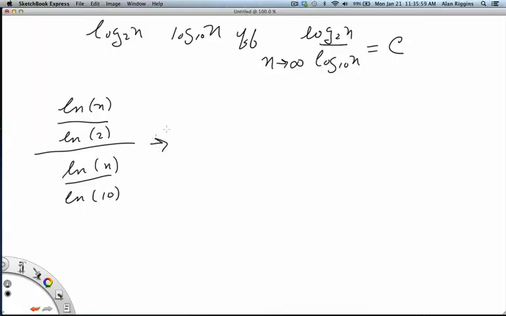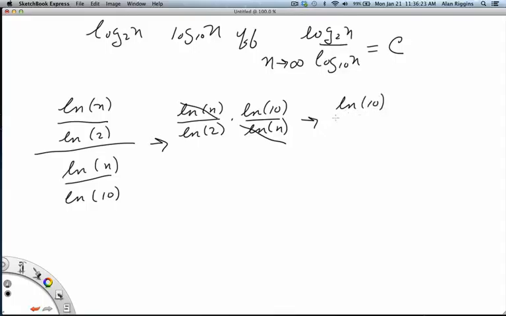Simplifying, then, we can flip and multiply, so we have ln of n over ln of 2 times ln of 10 over ln of n. Now canceling, we have ln of 10 over ln of 2. And this resolves to approximately 3.32. It's a constant not equal to 0. Therefore, it is true that they grow at the same rate.